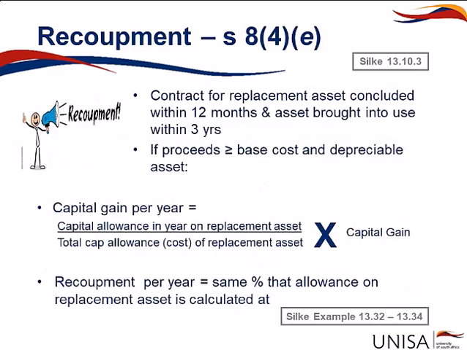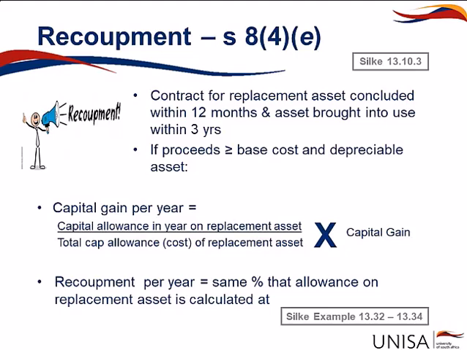What are the requirements in order for Section 8.4e to apply? Well, the contract for a replacement asset has to be concluded within 12 months, and the new asset needs to be brought into use within 3 years of that initial disposal. The proceeds must exceed the base cost, so there has to be a capital gain on the depreciable asset.